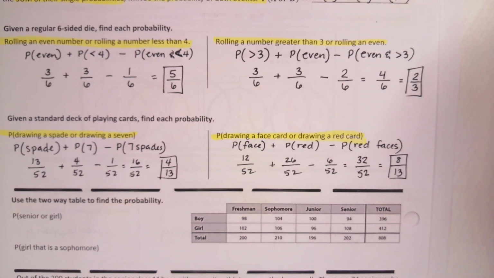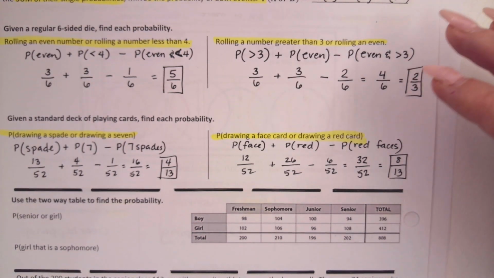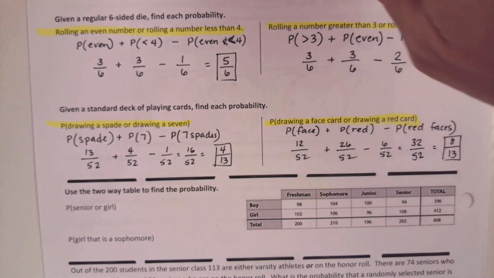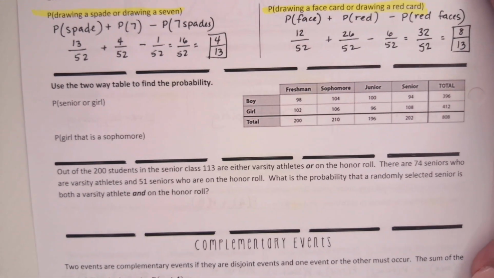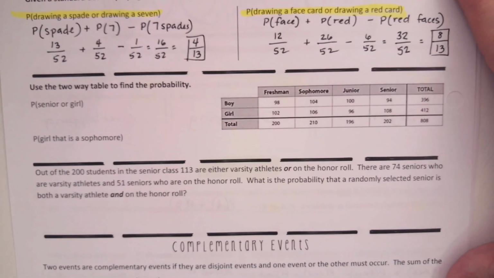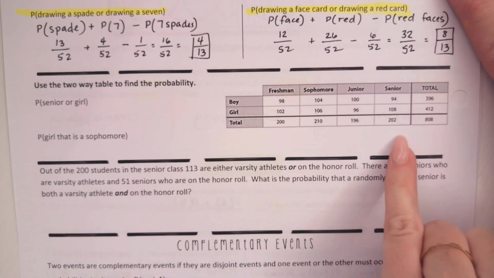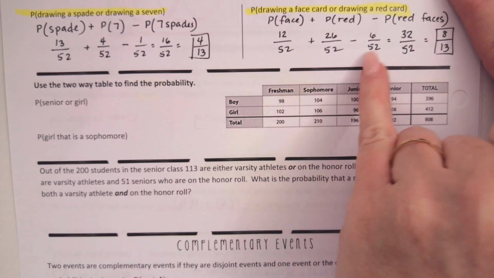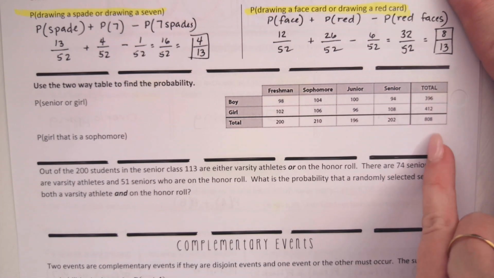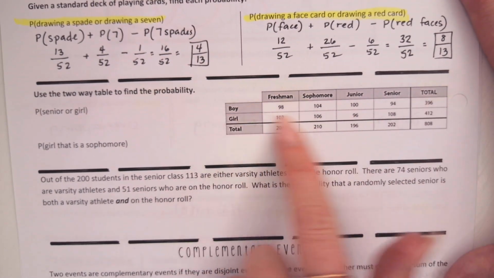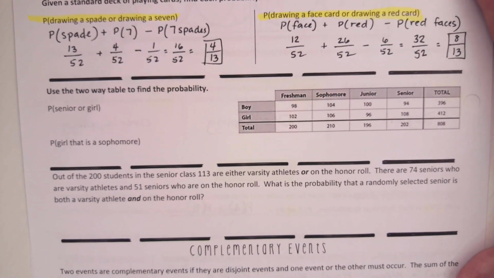Okay. Two-way tables. All right, use the two-way table to find the probability. First, let's look through it. So a two-way table means you can read it vertically. So in the columns you have freshman, sophomore, junior, senior, and then the total. On the horizontal rows you just have the breakdown of boys and girls.